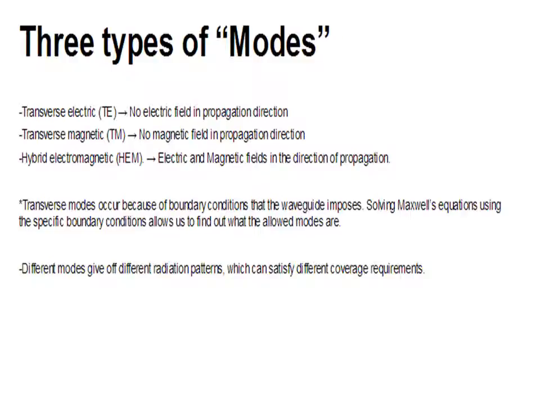Transverse modes occur because of boundary conditions that the waveguide imposes. Solving Maxwell's equations using the specific boundary conditions allows us to find out what the allowed modes are. Different modes give off different radiation patterns, which can satisfy different coverage requirements.